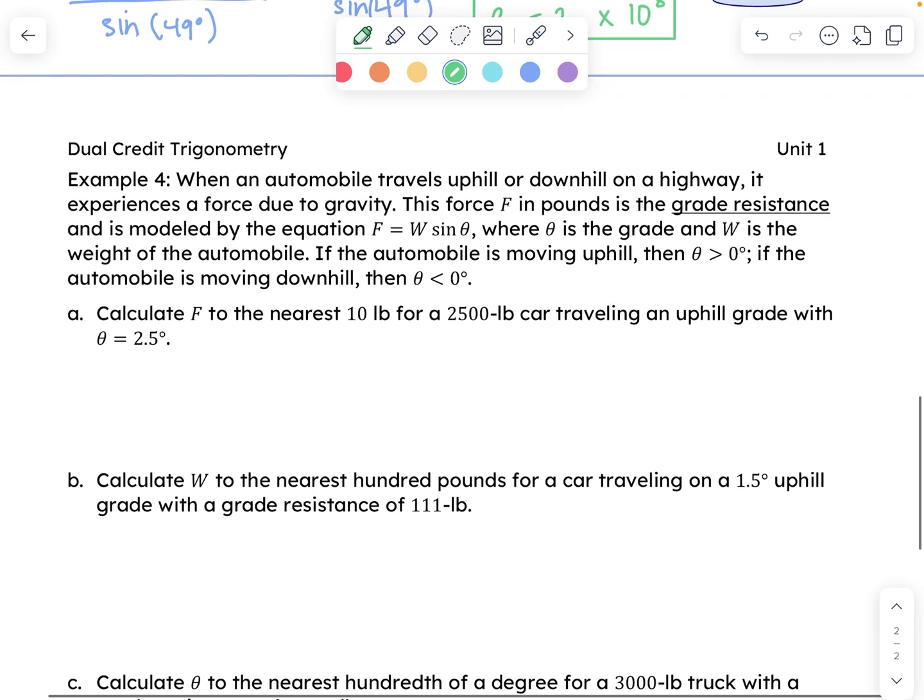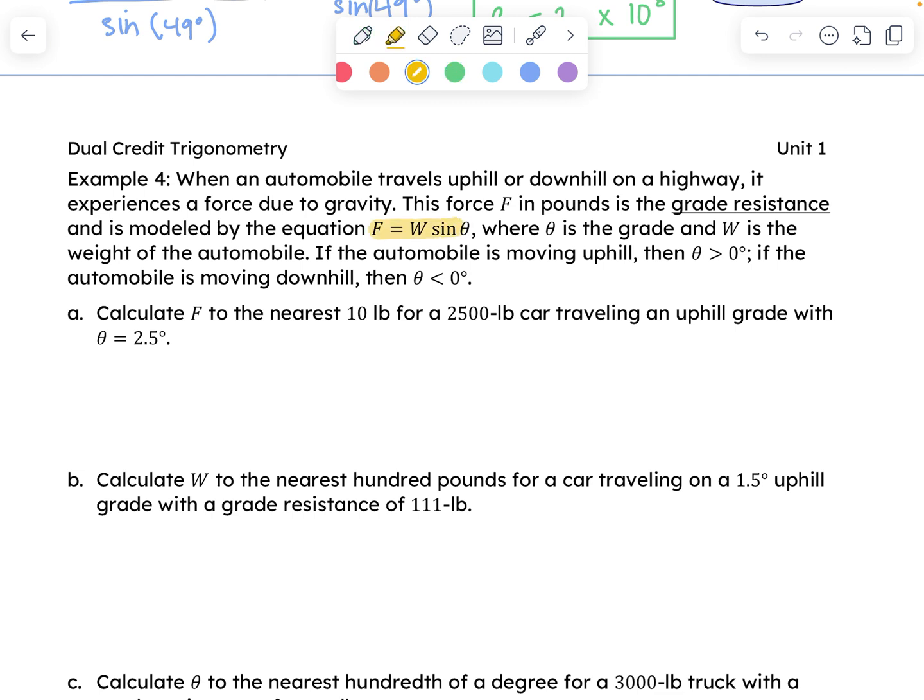Example 4 says, when an automobile travels uphill or downhill on a highway, it experiences a force due to gravity. This force, F in pounds, is the grade resistance and is modeled by the equation F is equal to W sine of theta, where theta is the grade, so the angle, W is the weight of the automobile, and F is the force. If the automobile is moving uphill, then theta is greater than 0, and if it's moving downhill, then theta is less than 0. And we've got 3 parts right here. The first one says calculate F to the nearest 10 pounds for a 2,500 pound car traveling an uphill grade with theta equal to 2.5.